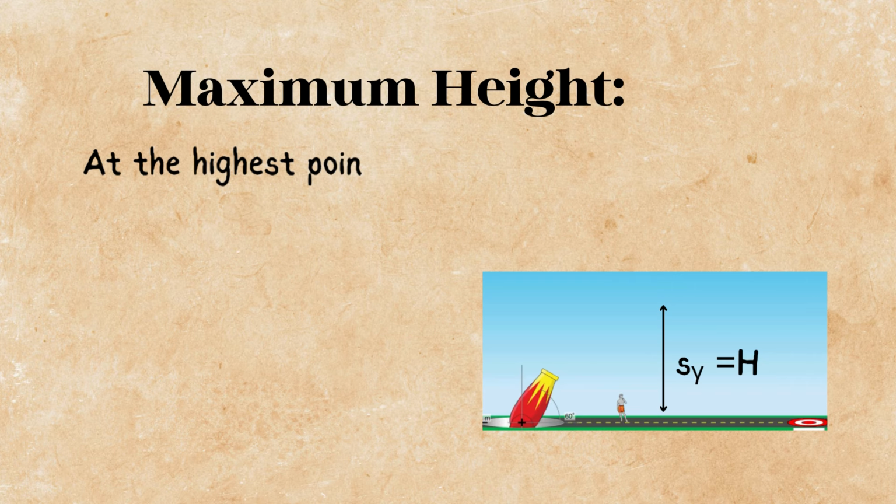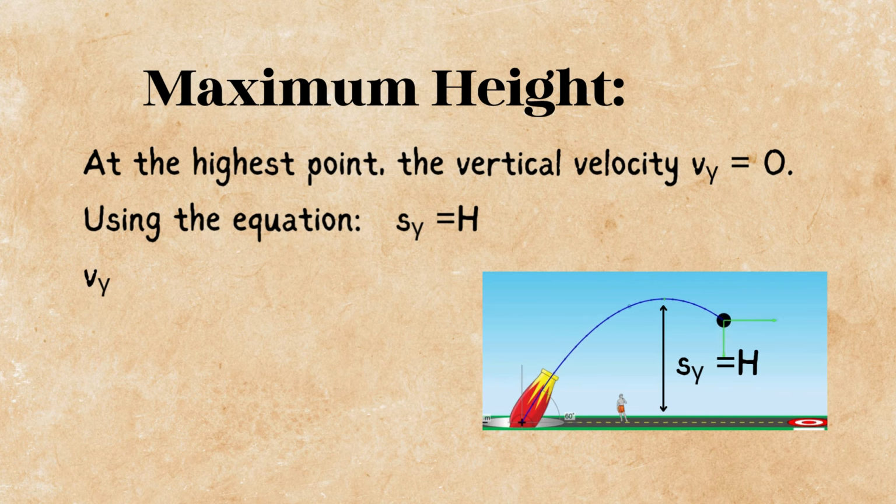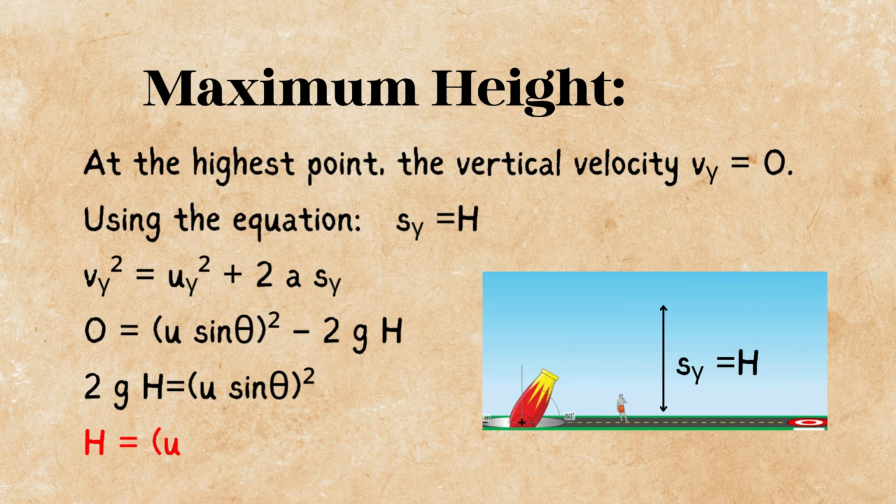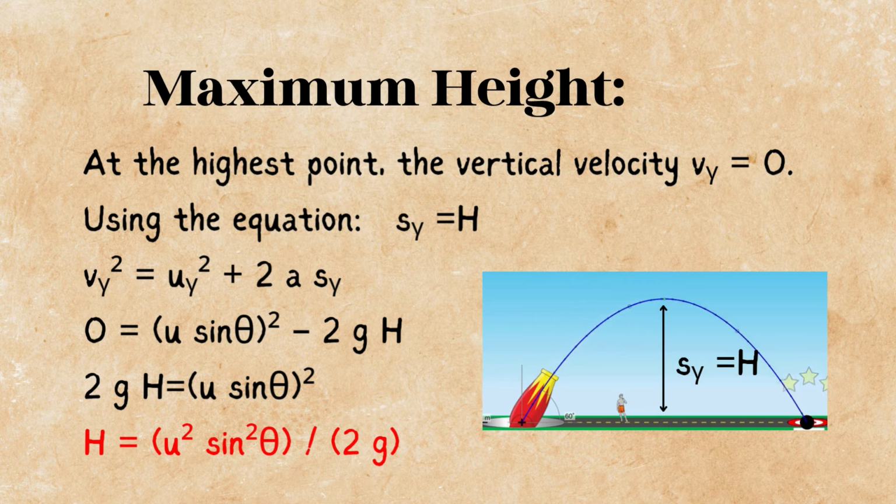When it comes to maximum height, we look at our vertical motion equations. At maximum height, we know that the vertical component of velocity is zero. It stops. Not the horizontal. Vertical component of velocity is zero. We put that zero information in our equation, a little mathematics, and we can find the maximum height.